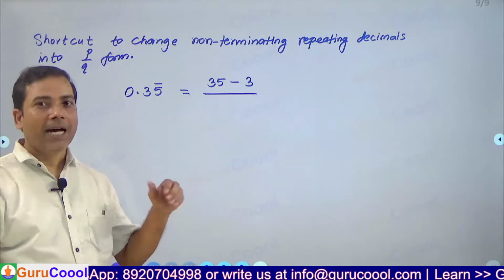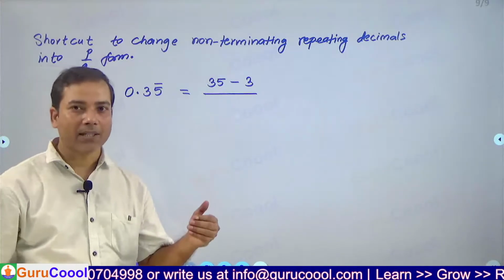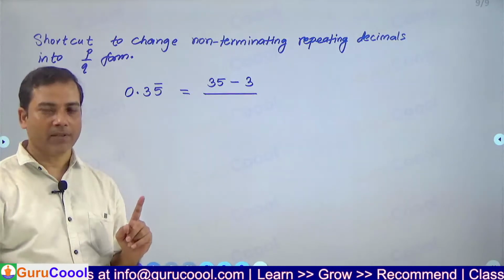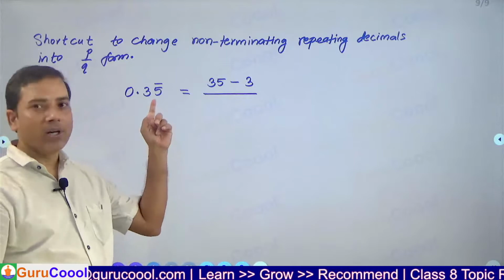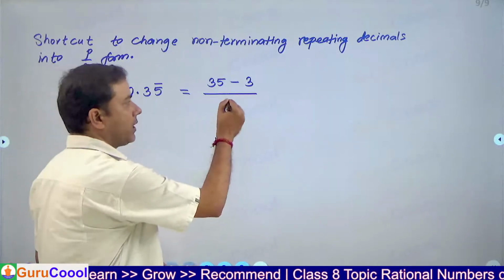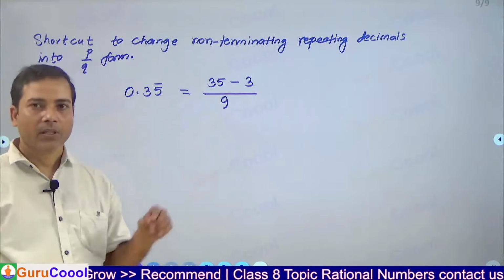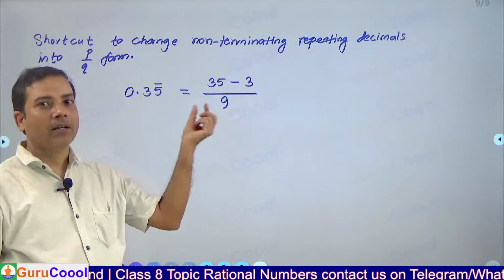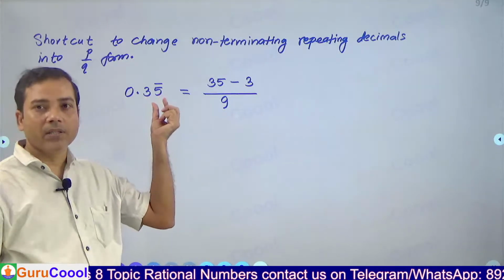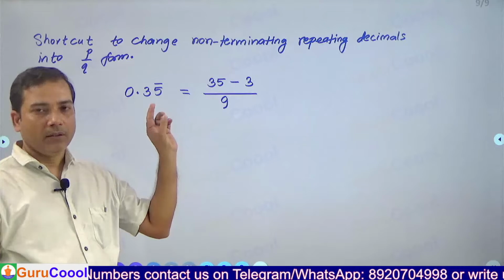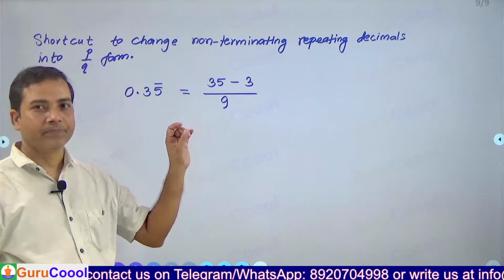Count how many digits have the bar sign. Only one digit. So only one 9 should be written here. Write as many nines as the number of digits with bar signs. Is that clear? Yes, sir.